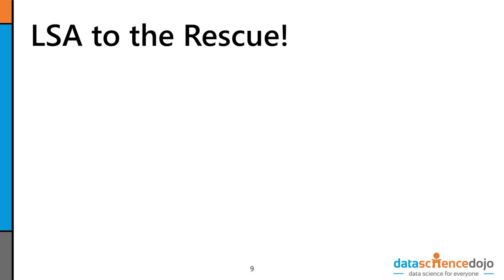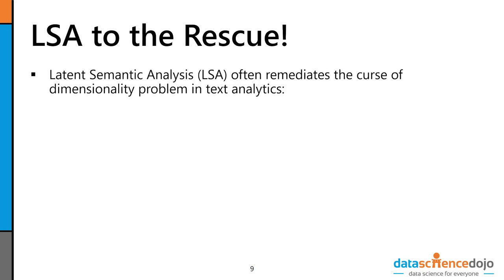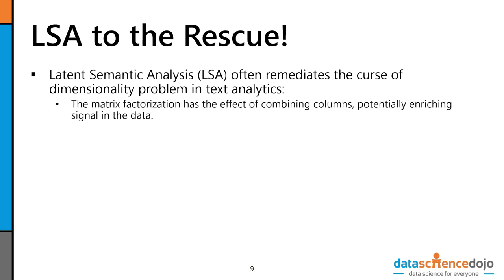Okay, so not surprisingly, LSA to the rescue. So LSA often remediates. Now I say often because not always. As I said, look, it depends. Generally speaking, you're going to use SVD quite a bit, but it won't always help you out. Not always, but most of the time it will. So the matrix factorization has the effect of combining columns. And as I said, that has the effect of not only reducing your dimensionality, but also potentially enriching the signal in your data.